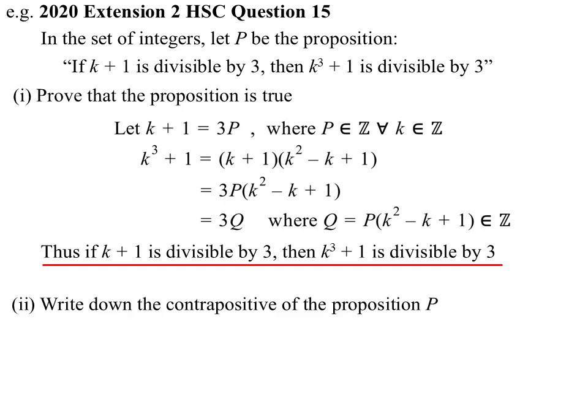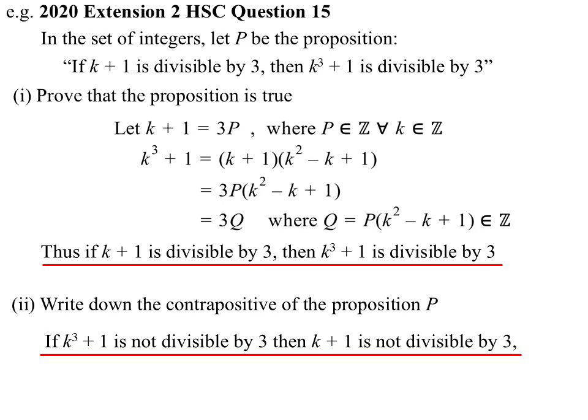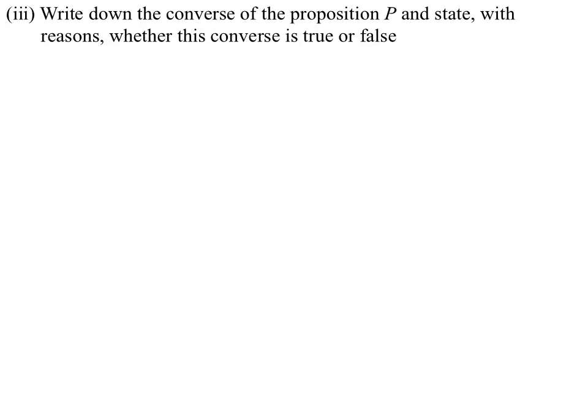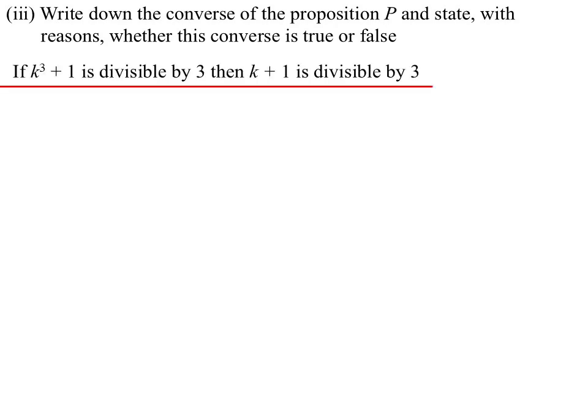The second part said, write down the contrapositive of the proposition. Contrapositive: negate and reverse. So it will be, if k cubed plus 1 is not divisible by 3, then k plus 1 is not divisible by 3. Now they asked us to write down the converse of the proposition and state with reasons whether that converse is true or false. The converse is when we read it backwards. So if k cubed plus 1 is divisible by 3, then k plus 1 is divisible by 3.